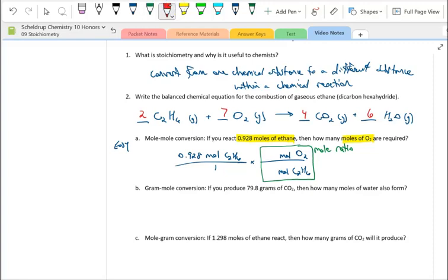So if I look at my coefficients for O2, for every 7 moles of O2, you need 2 moles of C2H6. So a 7-to-2 ratio, and it comes directly from those coefficients. So I'm always looking back at my original balanced equation to get those. Now it just becomes a straight up conversion problem.